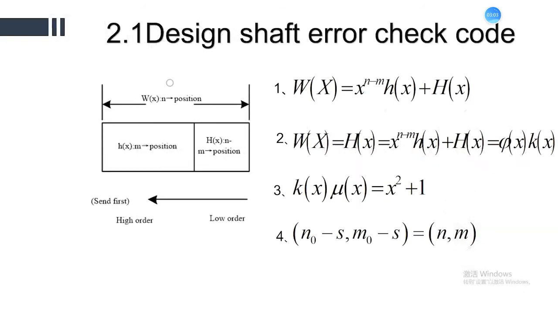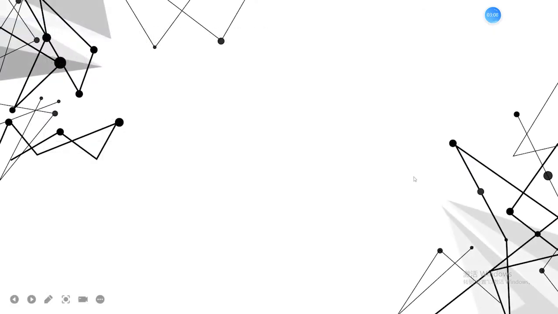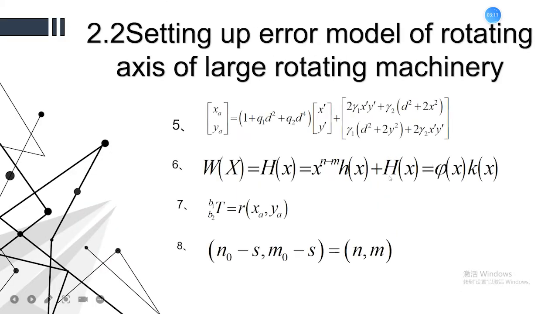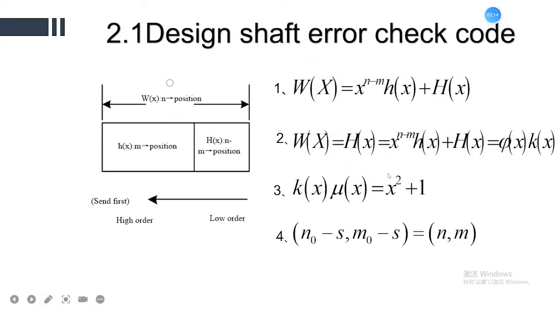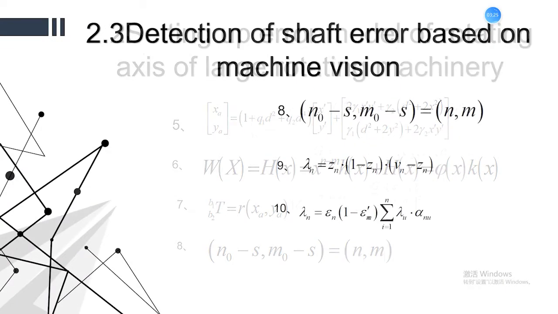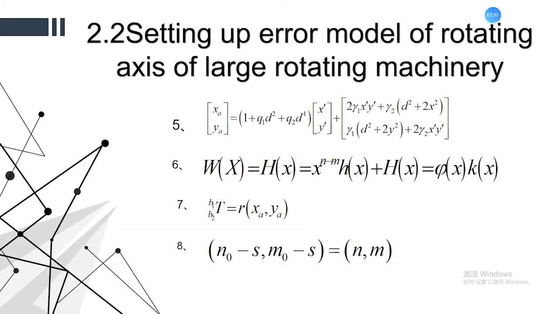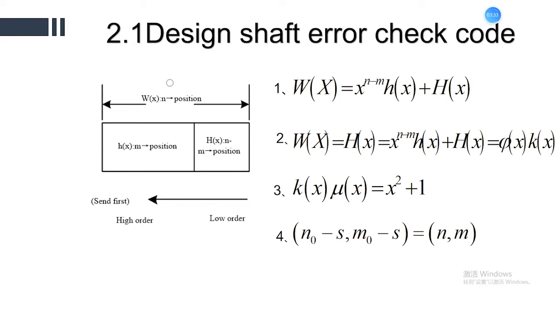Part 2. Error correction method for rotating shaft of large rotating machinery.